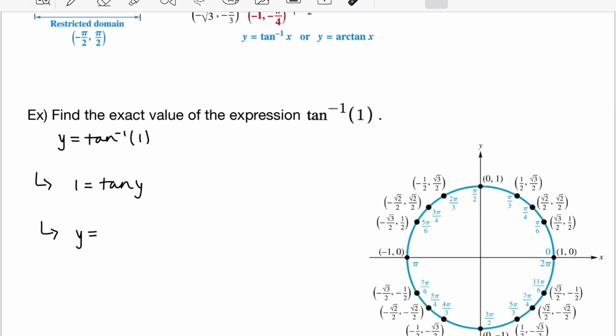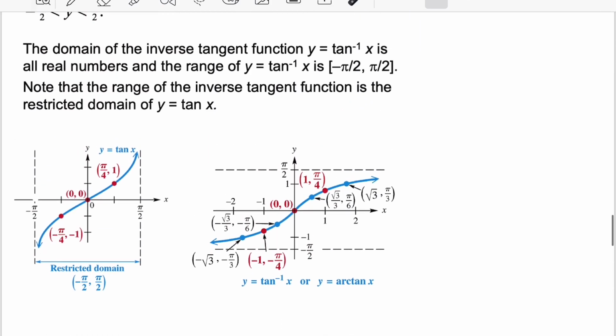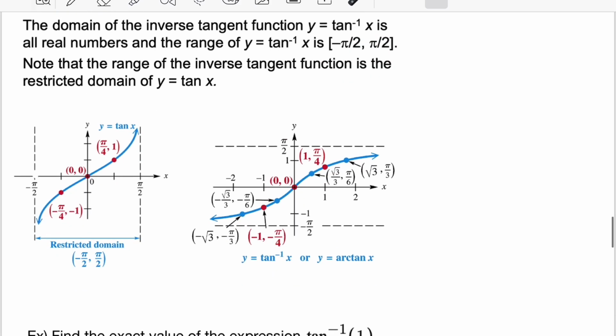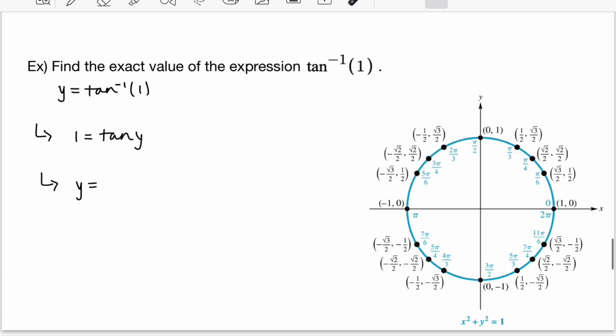Now this is also the case at this point here, 5 pi over 4, but again, remember our range of this is just going to be from minus pi over 2 to pi over 2, so this is going to be our only angle. So the exact value for this is just going to be pi over 4.